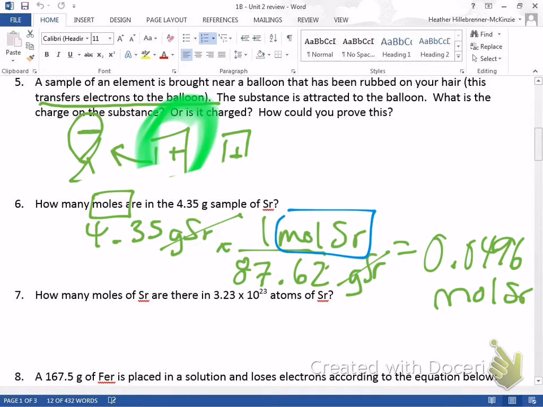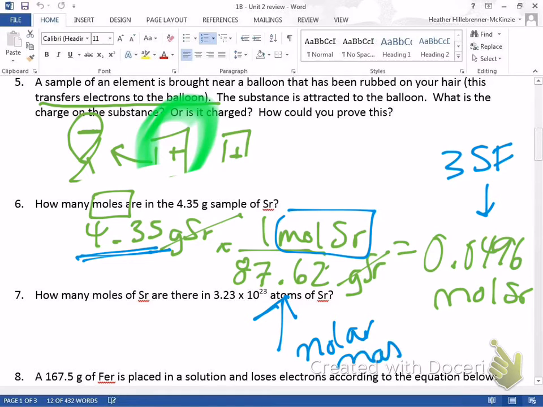How many sig figs? Shouldn't you have 3? This has 3 sig figs, so that is correct there. And the question was, how did we get this number here? That is your molar mass, and that comes from the periodic table. Good? Okay. All right. Moving on.